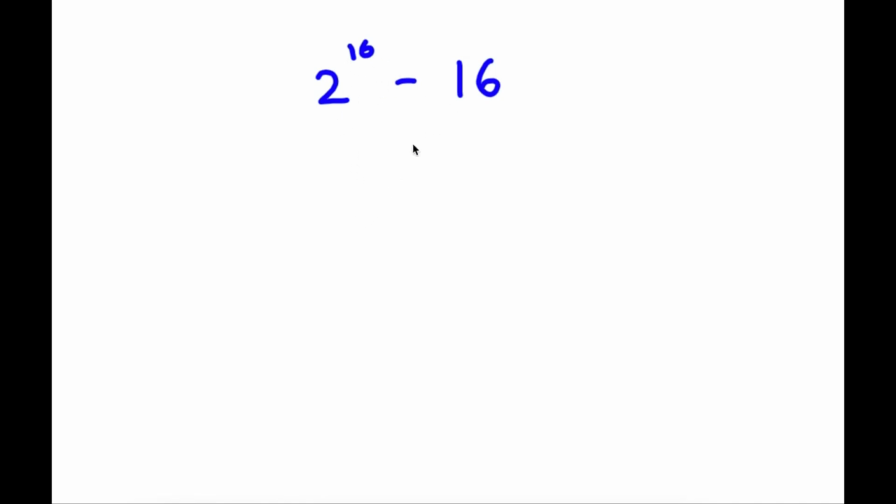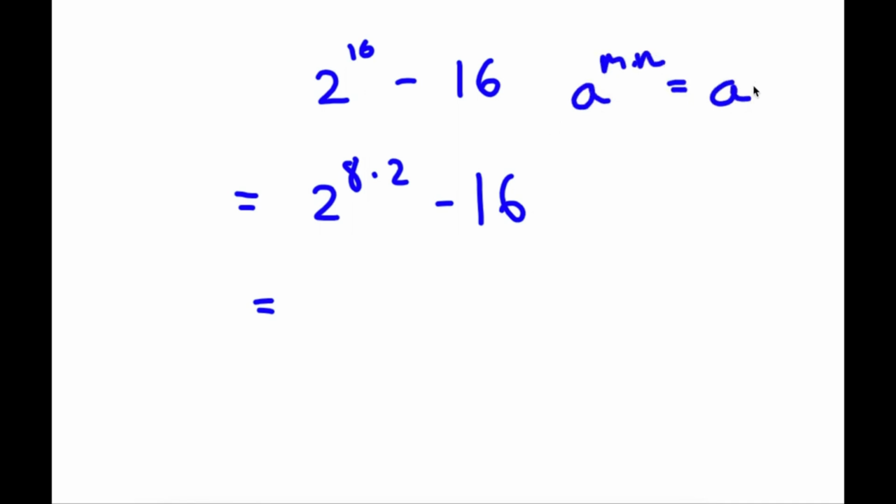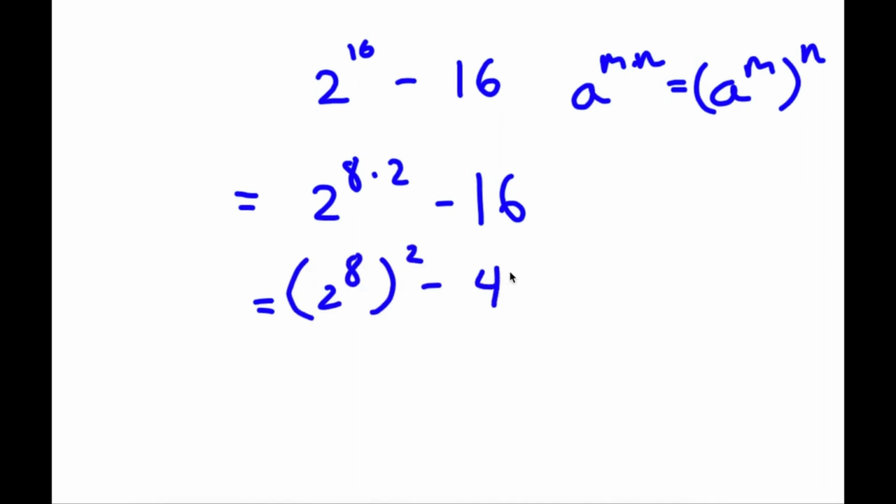So I have 2 to the power of 16 minus 16. Now 16 here is the same thing as 8 times 2. So now I have 2 to the power of 8 times 2 minus 16. Now 8 times 2, well, first off, if I have something in the form a to the power of m times n, this is equal to a to the power of m to the power of n. So 2 to the power of 8 times 2 is going to equal 2 to the power of 8 to the power of 2, minus 16, I can rewrite as 4 squared.